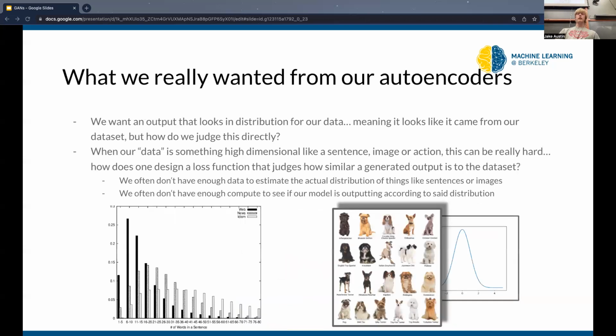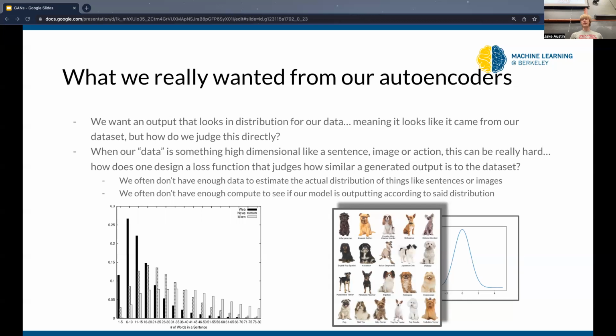All right. So the thing that we were really looking for from our autoencoders is we really wanted things that look in distribution for our data, which means, given a data set of cats or dogs, we're hoping that our generator will generate an image that looks like a cat or a dog, and like a real cat or dog too, not like a stick figure or something lame. But how do we judge this? Because this is a really subjective thing. How do we know when our data looks good? What does good mean?